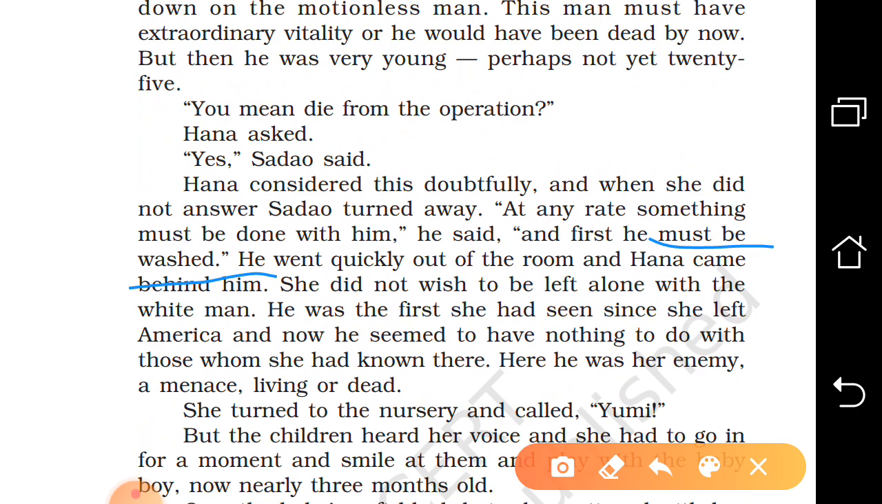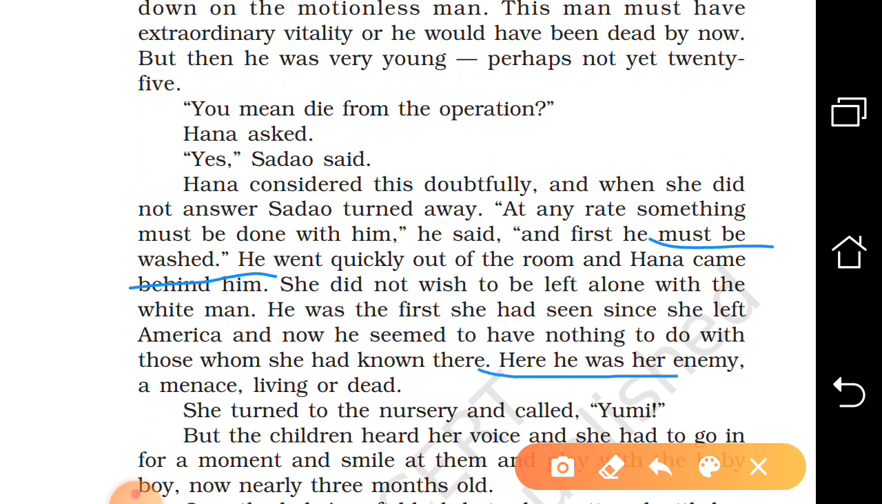He went quickly out of the room, and Hannah came behind him. She did not wish to be left alone with the white man. He was the first she had seen since she left America, and now he seemed to have nothing to do with those whom she had known there. Here he was her enemy.